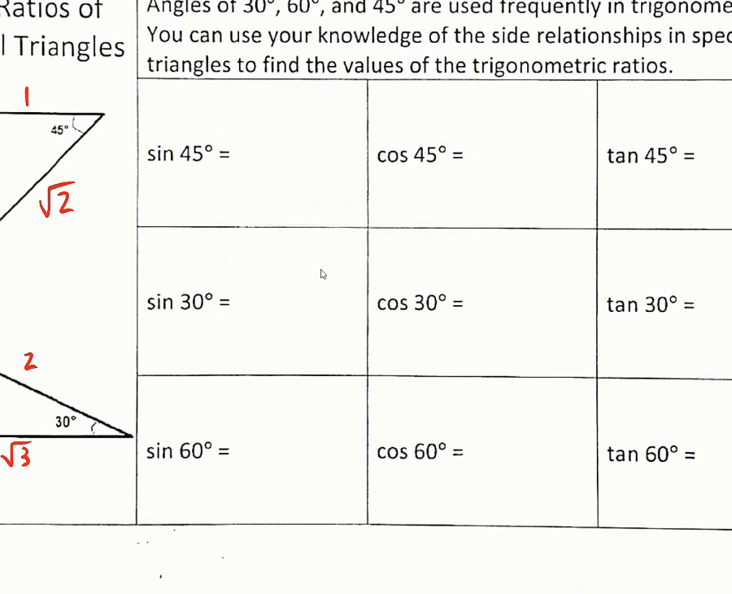So for example, sine of 45. Because they always follow these ratios, no matter what your side lengths are, how would I do the sine of 45? Isn't it opposite over hypotenuse? Well, opposite is what? 1. Hypotenuse is what? Square root of 2. Rationalize the denominator. So sine of 45 will always be square root of 2 over 2.